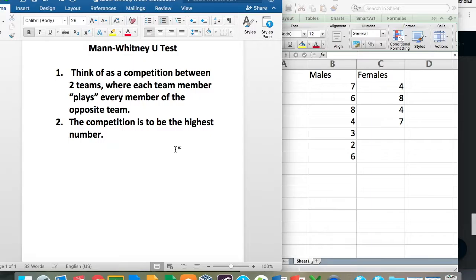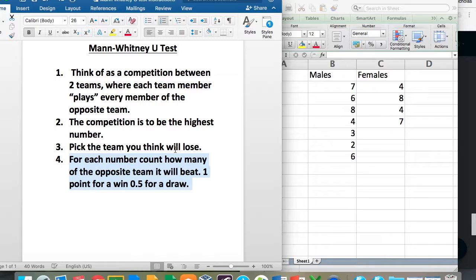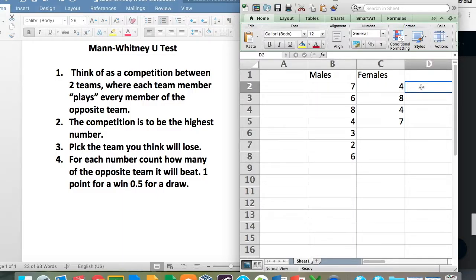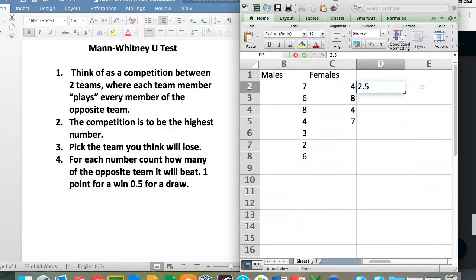Okay, so pick the team we think will lose. I'm guessing the female, but I'll do it for both just to do the calculation for each. And we count how many times it's going to beat. So if 4 played against 7, it would lose, that would lose, that would lose, that would be a draw, so it's half a point for that. It would win that one, so 1.5, 2.5. So this 4 scores 2.5.